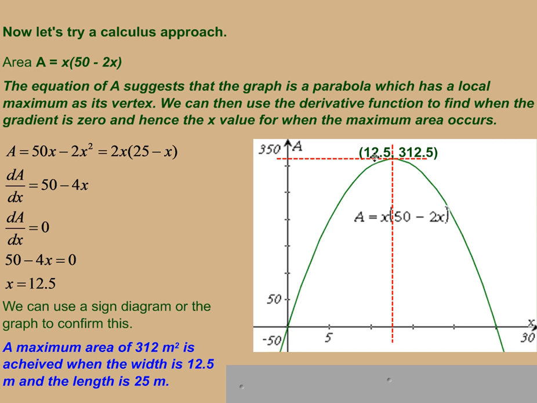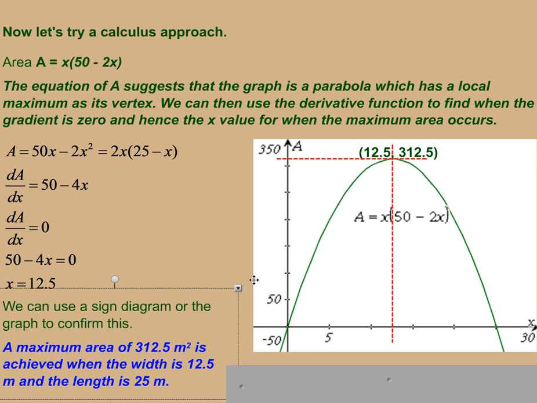The dotted red line shows that a tangent drawn at that point is horizontal, with a 0 gradient. And we know that the y-ordinate there is 312.5. So the maximum area of 312.5 is achieved when the width is 12.5 metres and the length is 25 metres.